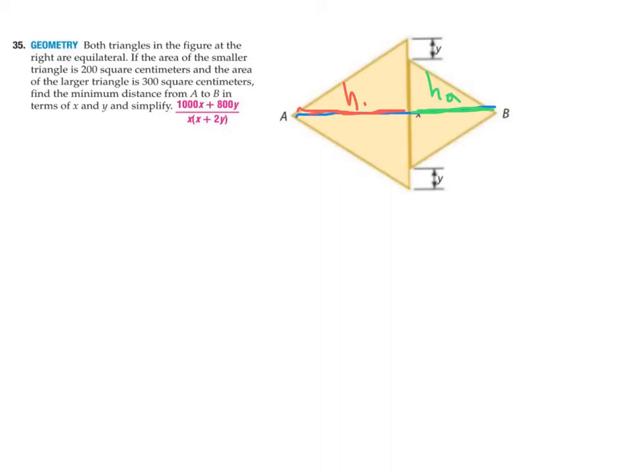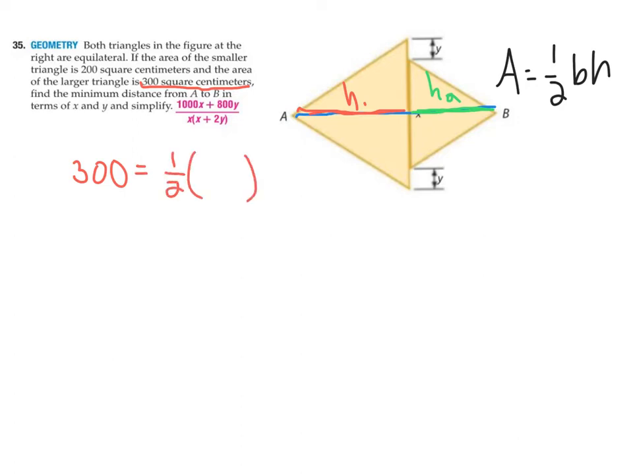So if we take a look at the area of our larger triangle, it's given to us as 300 square centimeters. Since we're working with areas of triangles, we're going to be using the formula area equals 1/2 base times our height. So if we apply that to our large triangle, our area is 300, 1/2. Now our base is going to be this distance right here.